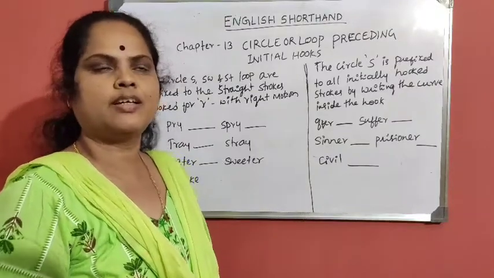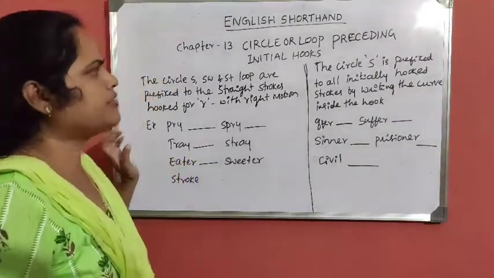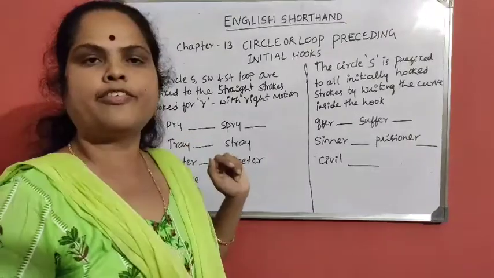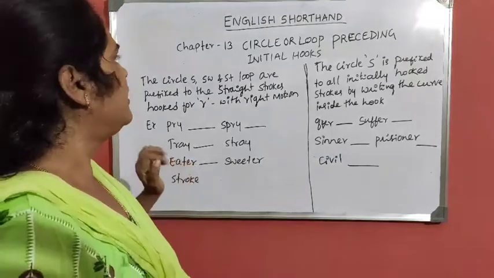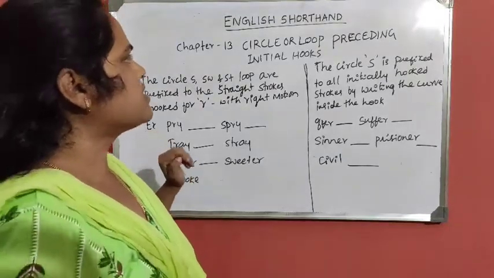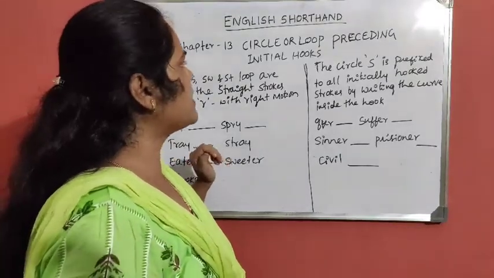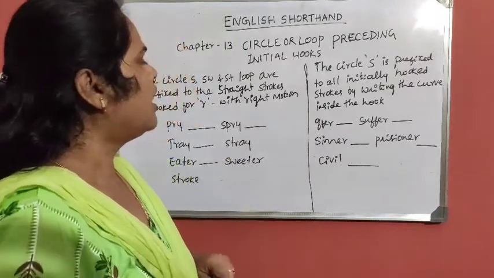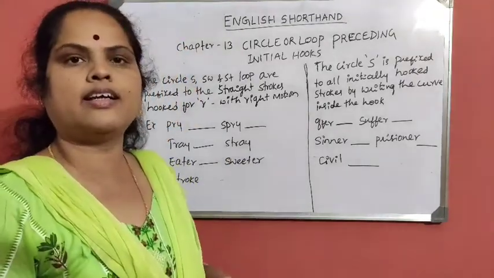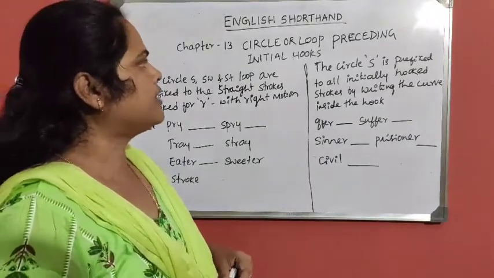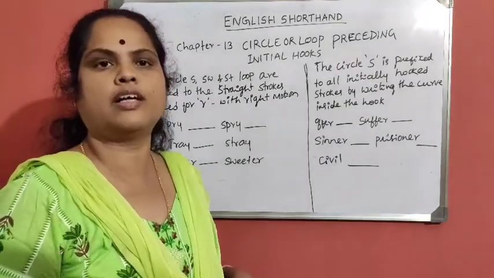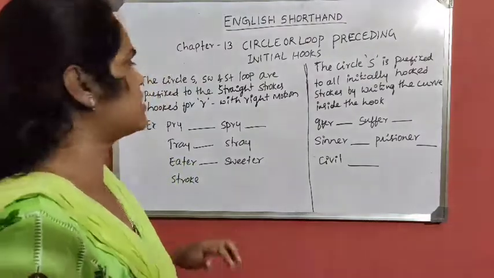In the previous class, we looked at alternative forms of for and were, and alternative forms of fell and were. Now, in this chapter, circle or loop preceding initial hooks. How to write circle or loop ST/STR for the hooked strokes, for the R and L hooked strokes.